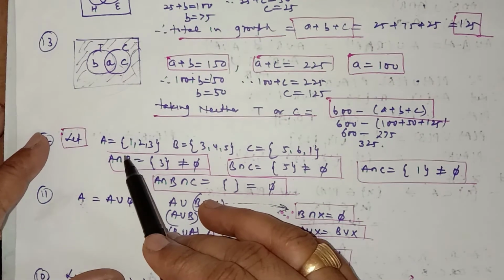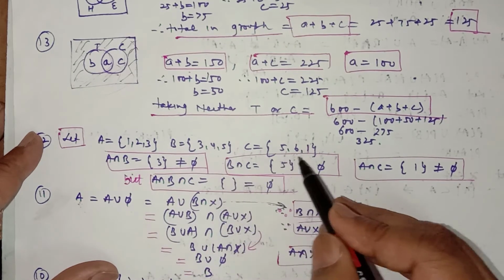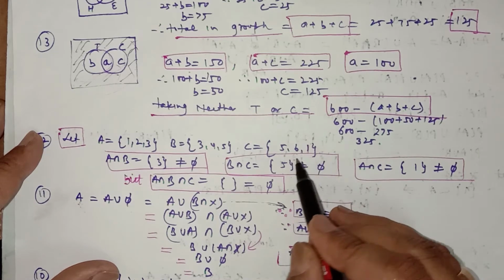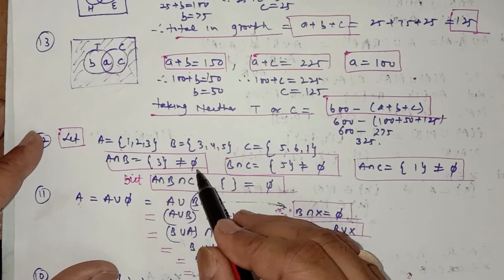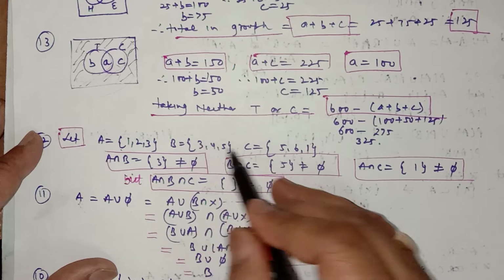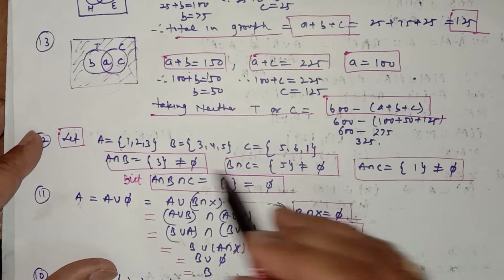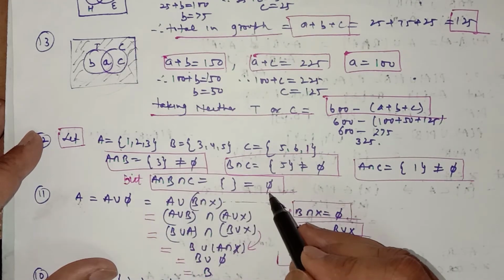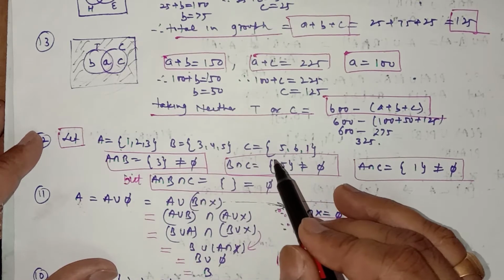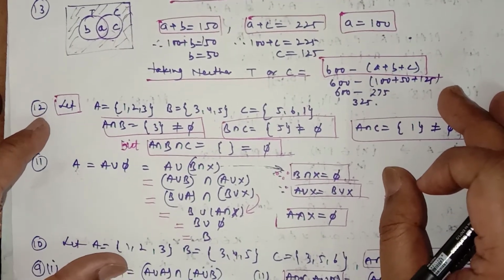So I have taken an example: A is a set containing elements 1, 2, 3, B containing 3, 4, 5, C containing 5, 6 and 1. Now A intersection B is 3, which is not empty, you have to take that example that A intersection B should not be empty. B intersection C is coming out to be 5, which is not empty, and A intersection C is coming out to be 1, which is not empty. But in A, B and C, none of the elements is common, so it means A intersection B intersection C is empty. Now you can take any other example satisfying this condition. There can be an infinite number of answers.